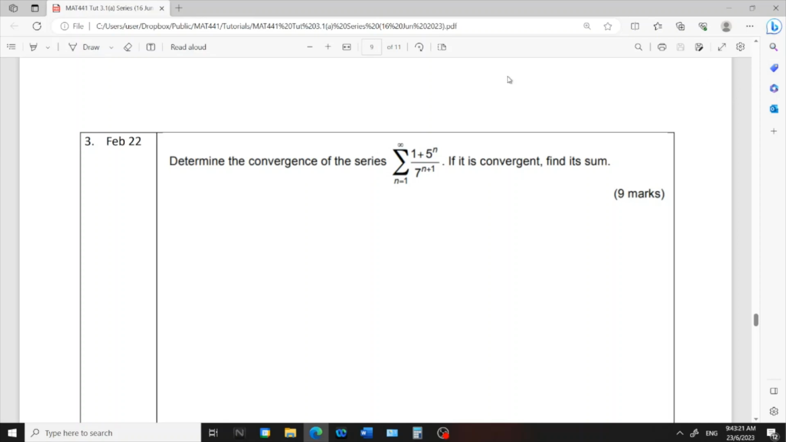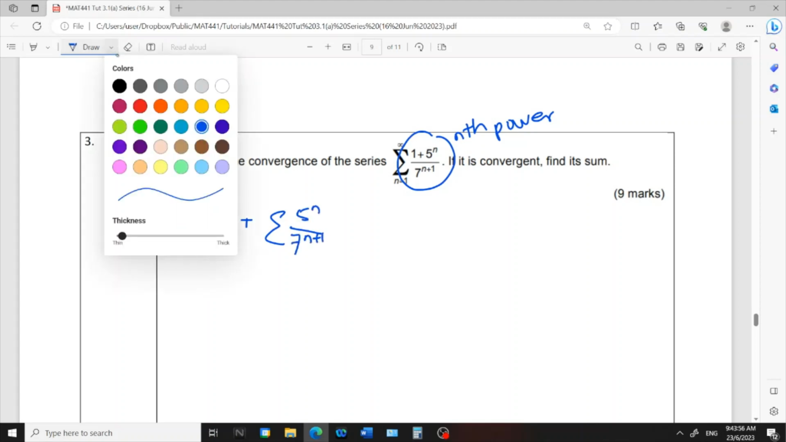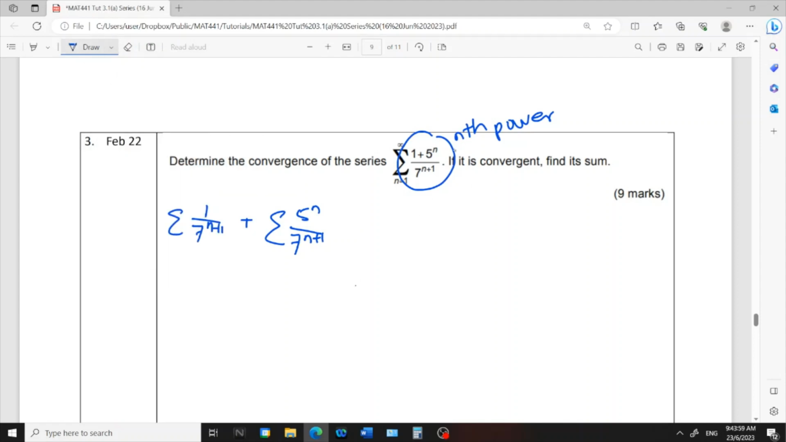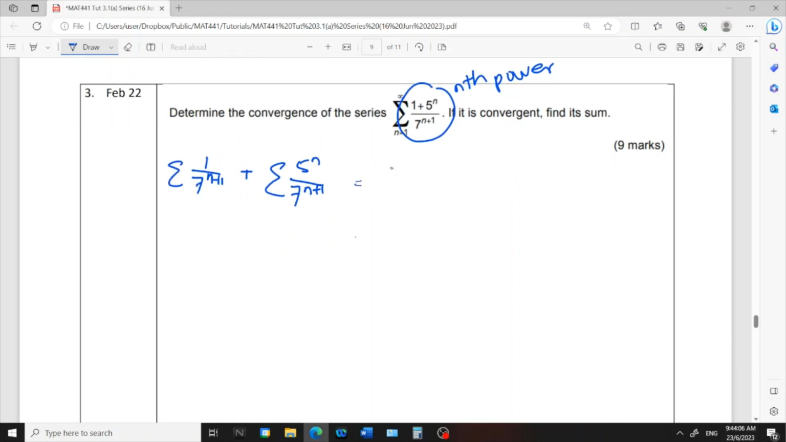Although the case is n power, it is not suggested to use the ratio test because we have 1 here, which cannot be reduced or simplified during our solution. So let's simplify the series first. We can separate the numerator and denominator: 1 plus 5 to the power of n over 7 to the power of n plus 1. So let's simplify it some more.